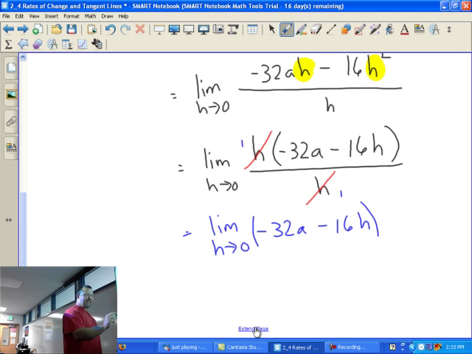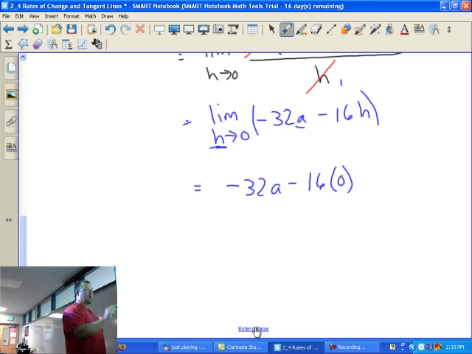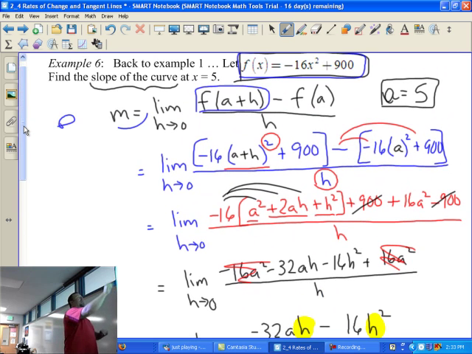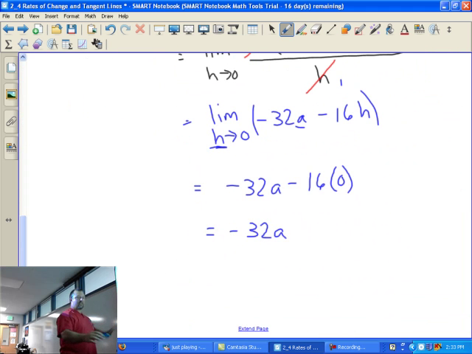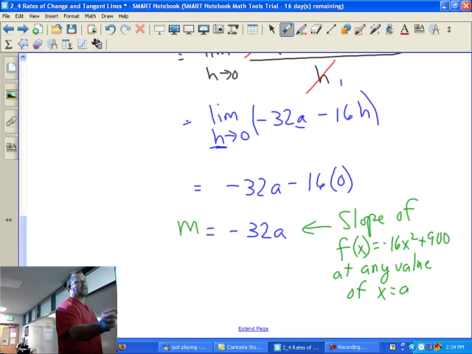Now notice, it is h that's going to 0, not a. A is just going to stay in my problem. So the limit as h approaches 0 is going to equal negative 32a minus 16 times 0, which means my limit equals negative 32a. Now what in the world was that limit equal to? That limit was equal to my slope. So this is the slope of my function, the slope of f of x, which was equal to negative 16x squared plus 900, at any value of x equals a. Okay?